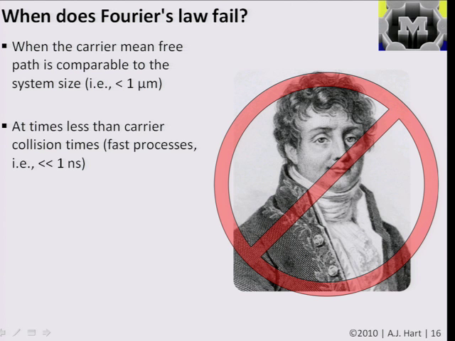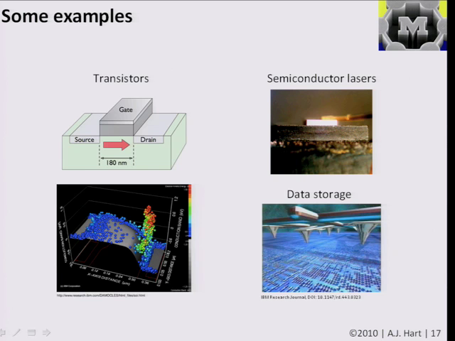And also when we're looking at very fast processes. So like if we consider how long it takes for something to go from one end to the other, times less than that, we definitely won't be able to use Fourier's law because there's no equilibrium established and no diffusion. So these are the things to keep in mind when you're starting to look at a problem. Can I use the diffusion law? And some examples where this would happen. The most common one you'll see is a transistor, like in a semiconductor chip.